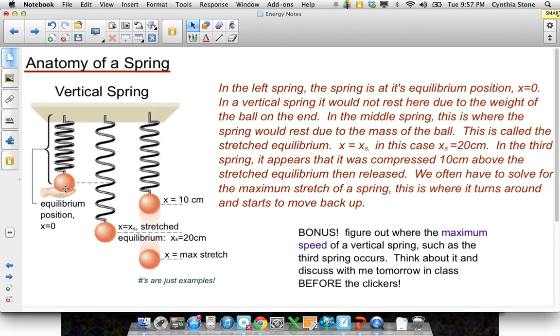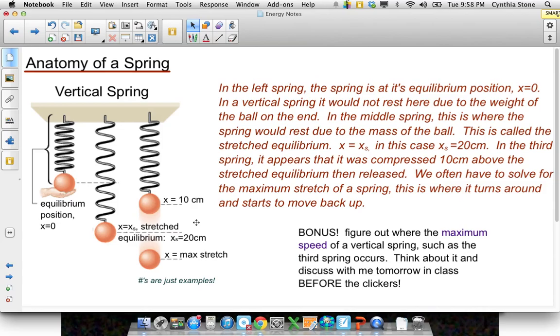One is the equilibrium position as if it wasn't stretched at all, as if it was sitting horizontally, right? At x equals 0. However, if you had a spring and you let it come to rest vertically, you let go of it gently, it would have what we call a stretched equilibrium. Again, these numbers are just numbers I've made up, 10 and 20.